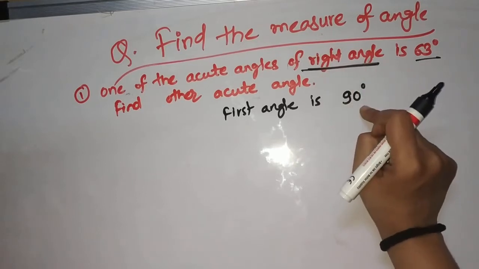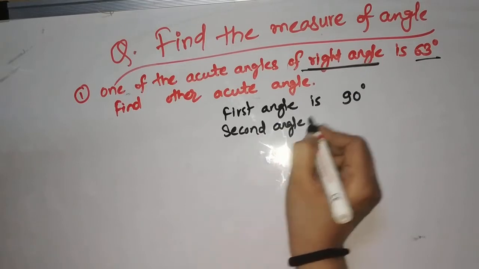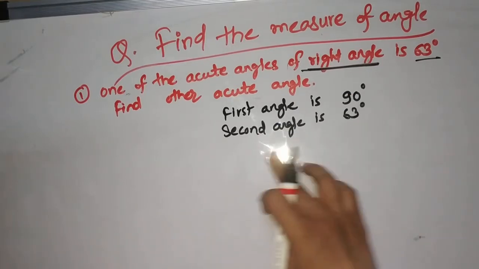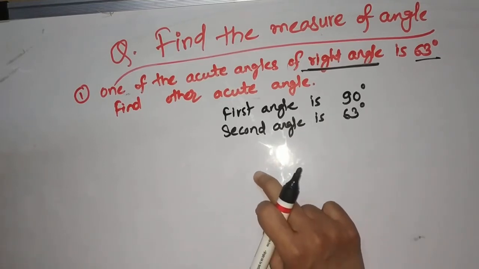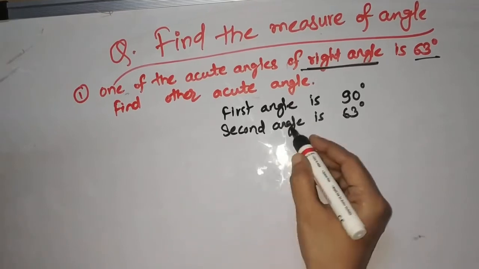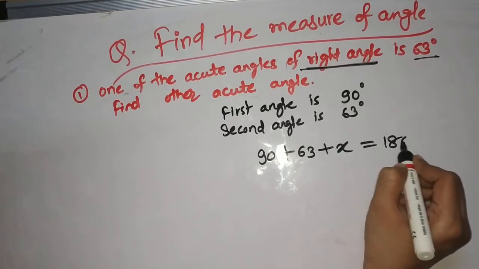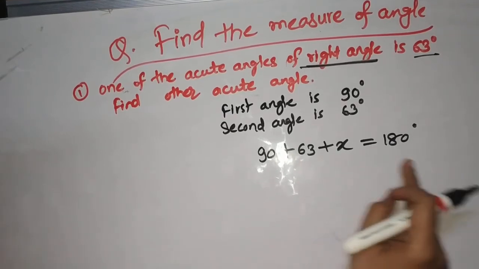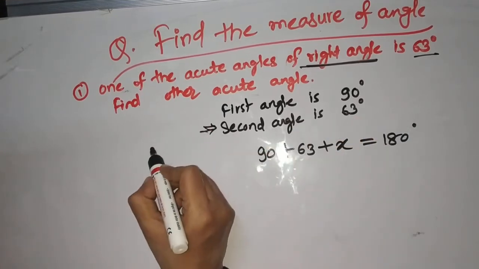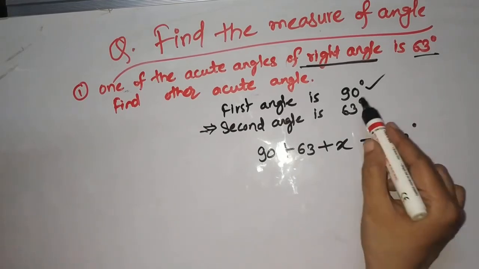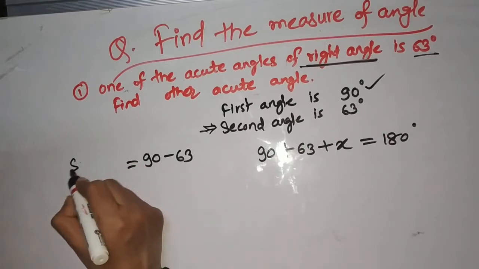It is given it is a right angle, and the other given angle is 63 degree. So according to the sum of all the three interior angles, which is 180 degree, you can get 90 plus 63 plus x is equal to 180 degree. You can go for this, otherwise you can also get 90 minus this 63, because if the first angle is 90, the remaining is also 90. So 90 minus 63 also, if you get, you will get the second acute angle.